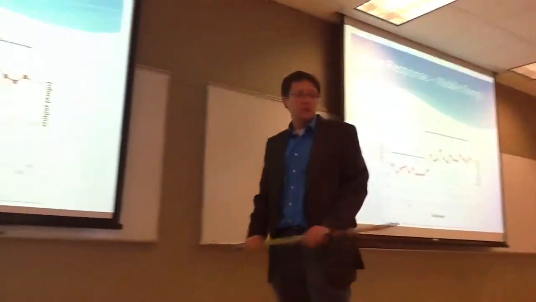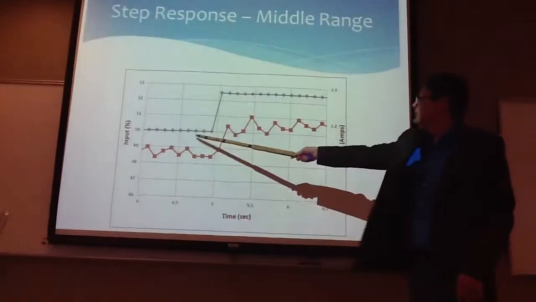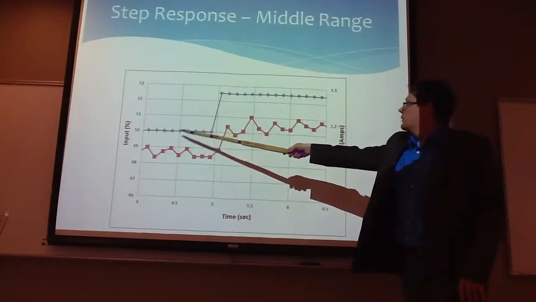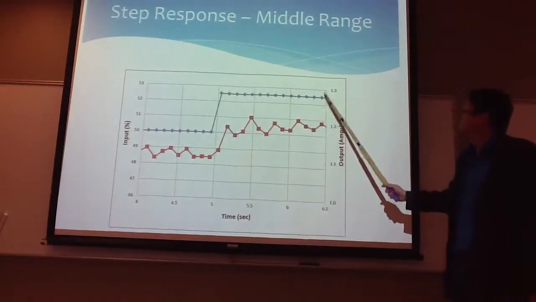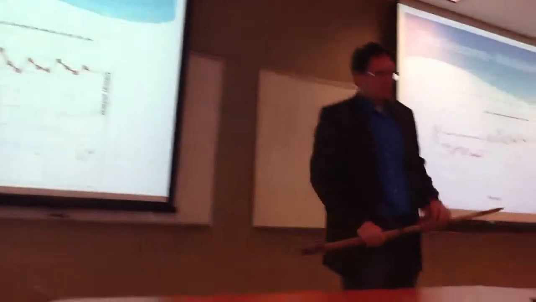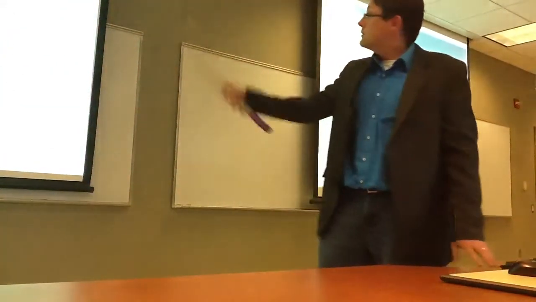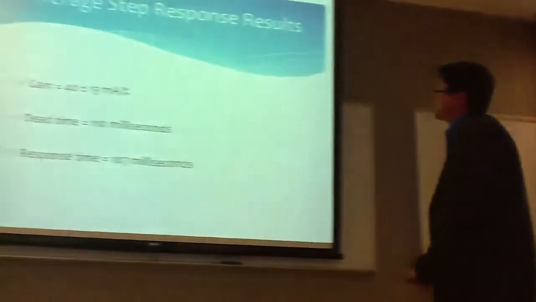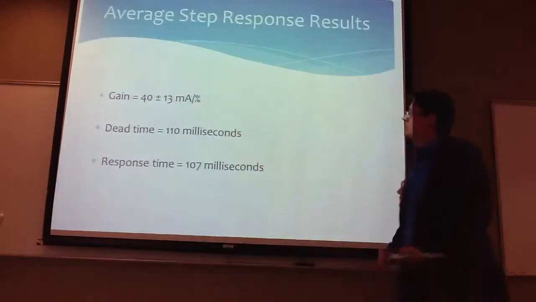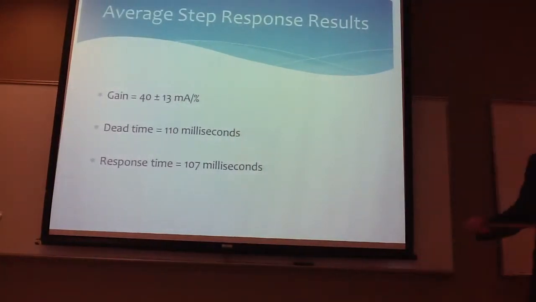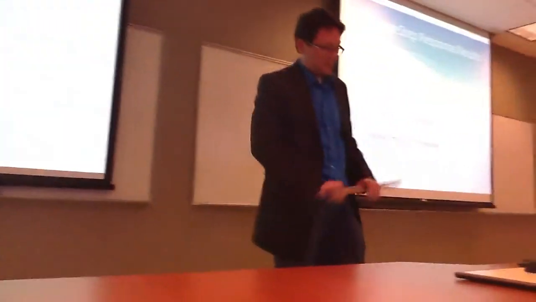This is an example of our step response. This is our mid-range. You can see here that we started out with an input percent of 50. We stepped up 2.5% to 52.5, and this is the resulting output. The results of our step response: we got the average. For our gain, we had 40 plus or minus 13 milliamps per percent. Dead time was 110 milliseconds, and response time was 107 milliseconds.